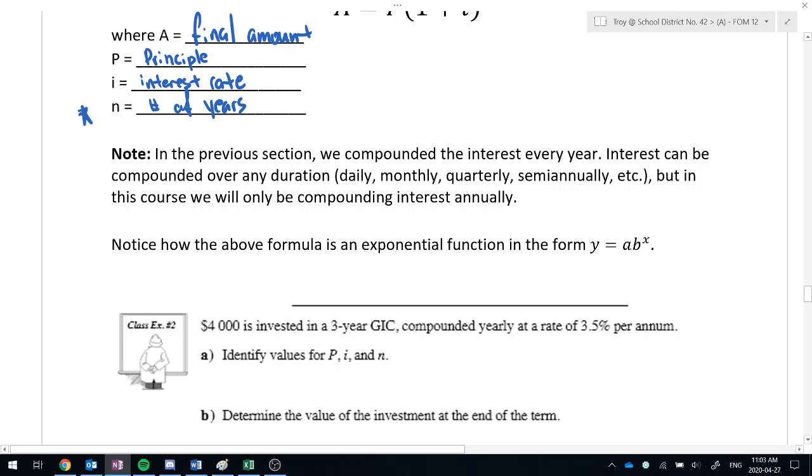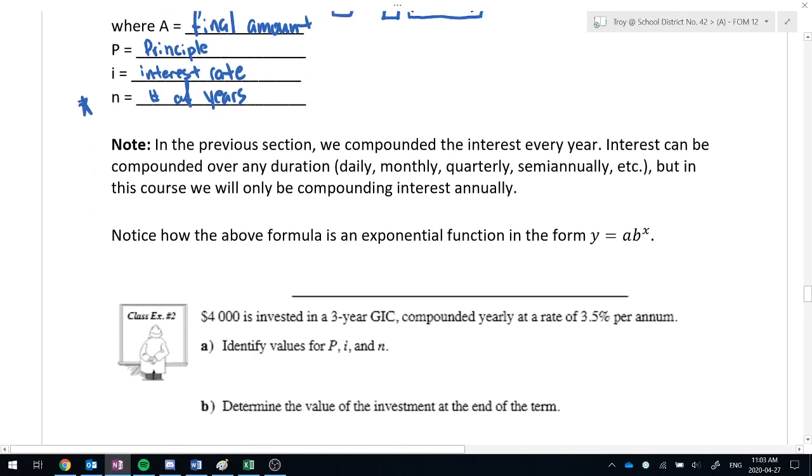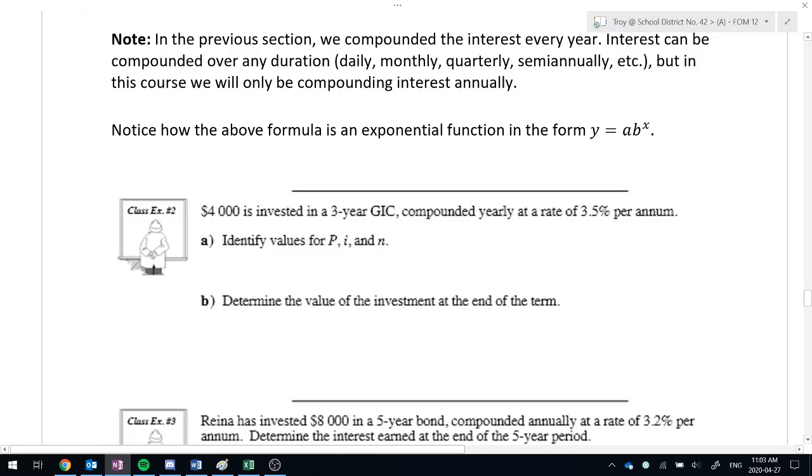And again, notice how this one still is in the form of y equals a times b to the power of x, which is our exponential function, right? So we have our a value here, our b value here, that's our x value up there, and that's technically our y value there. So yes, this is in fact an exponential equation. Okay, so let's give this one a shot.